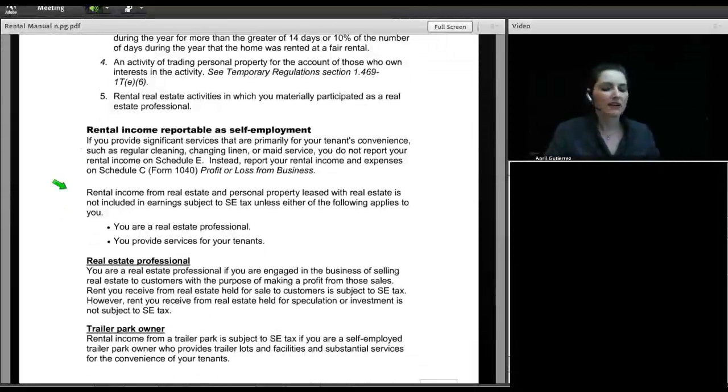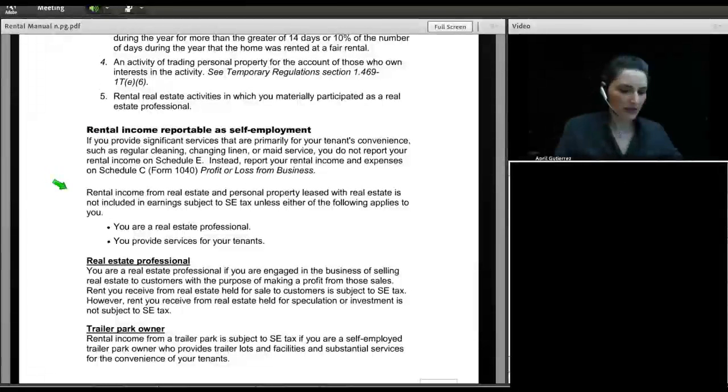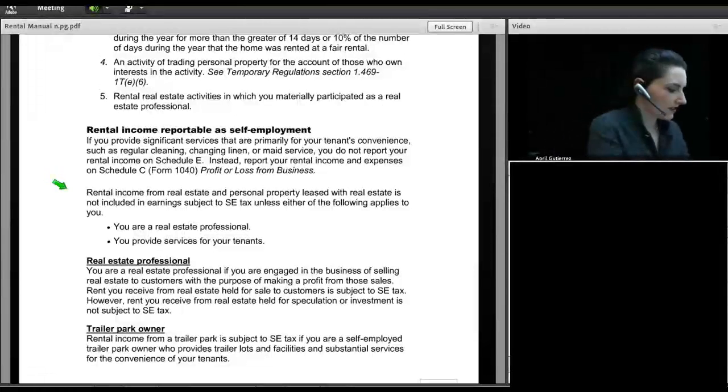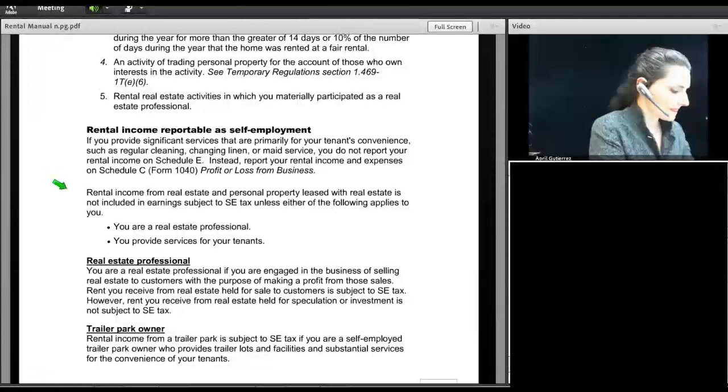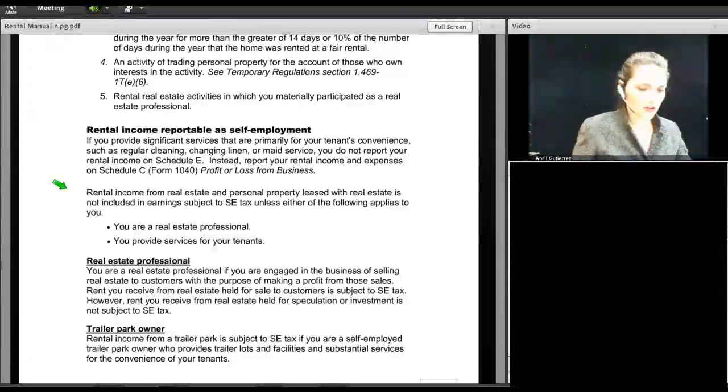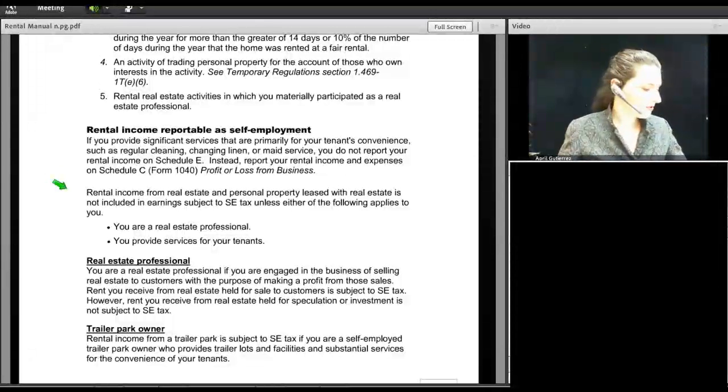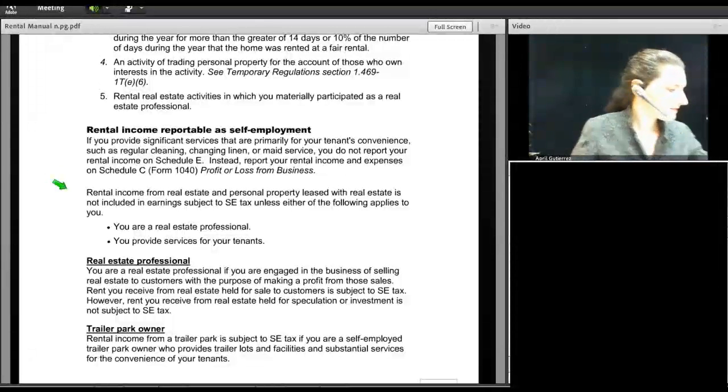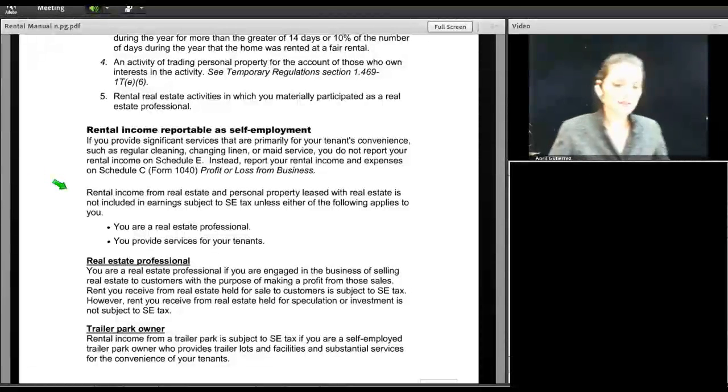We're just about out of time on this class, but I think we're going to be able to fit in the final couple of points I wanted to make. And those start with rental income that is reportable as self-employment. Yes, we are really close to the end here.